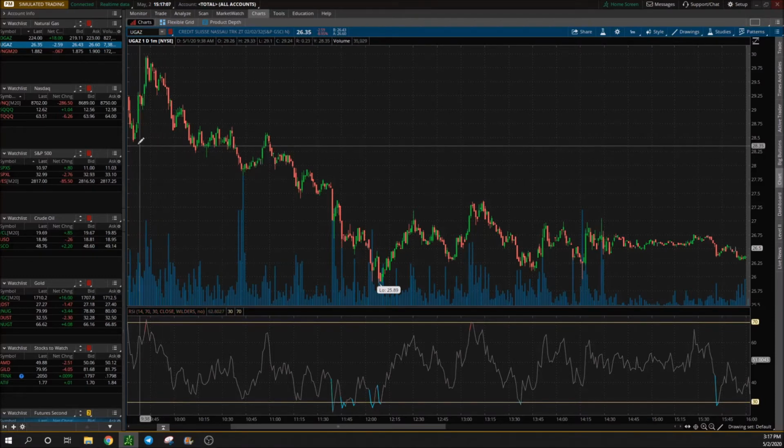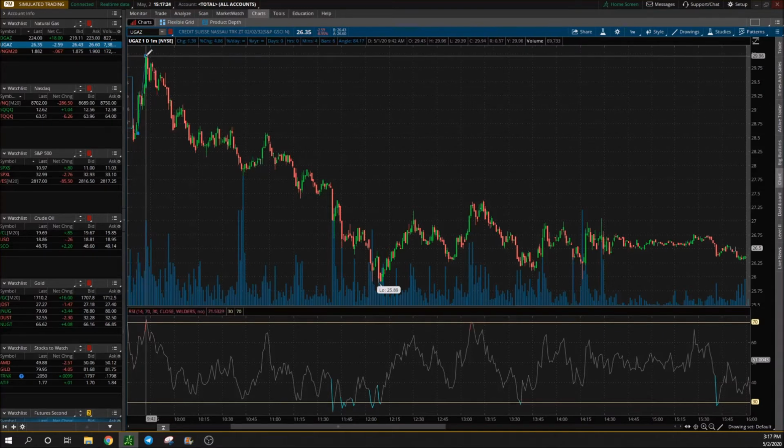As we can see, UGAZ climbed up, and then once the RSI got above 70, it started to change direction and started this downtrend on the day. So if you bought in down here and you were holding UGAZ, when it reaches this point where your RSI is above 70, this might be a good chance to sell your position and lock in your profits.